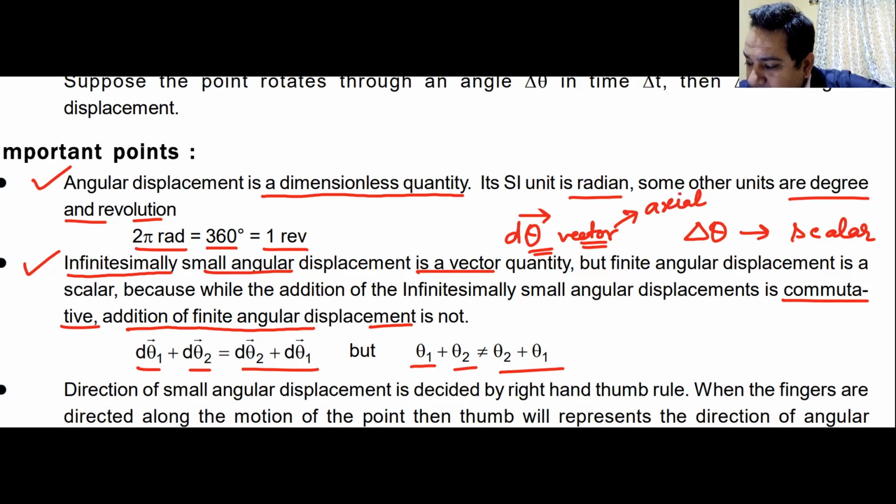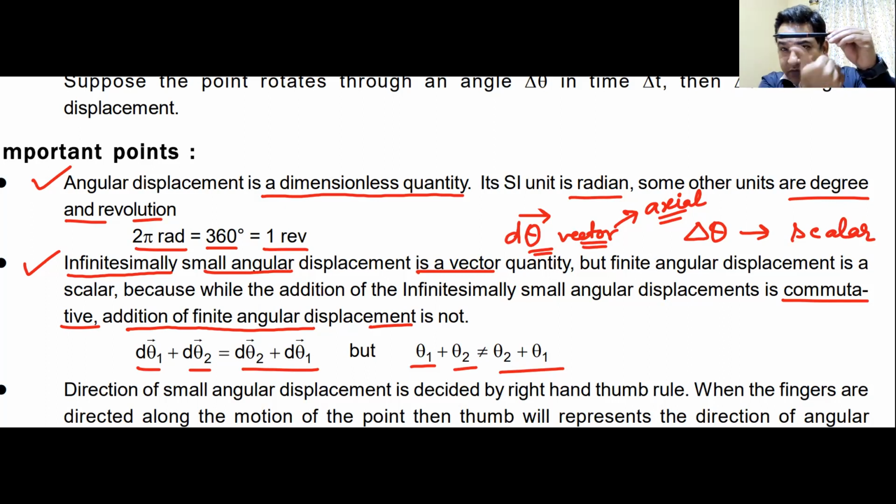Whenever we talk about angular things, whether it is angular velocity, angular position, angular displacement, small angular displacement, angular acceleration, torque, or angular momentum, all these are axial vectors. Their direction is given in terms of an axis. How is it in terms of the axis?